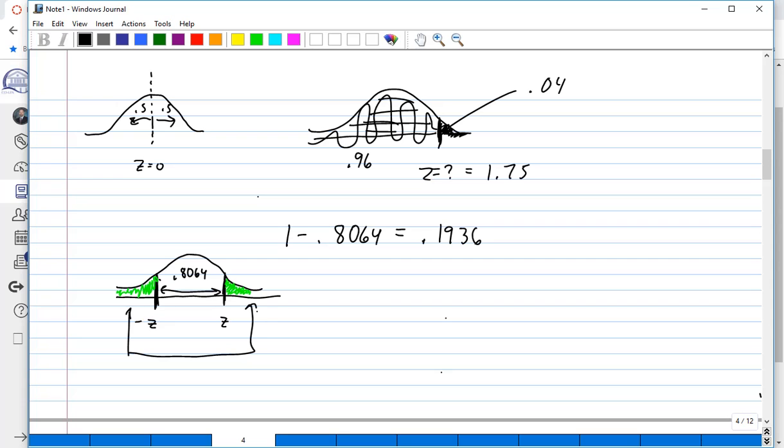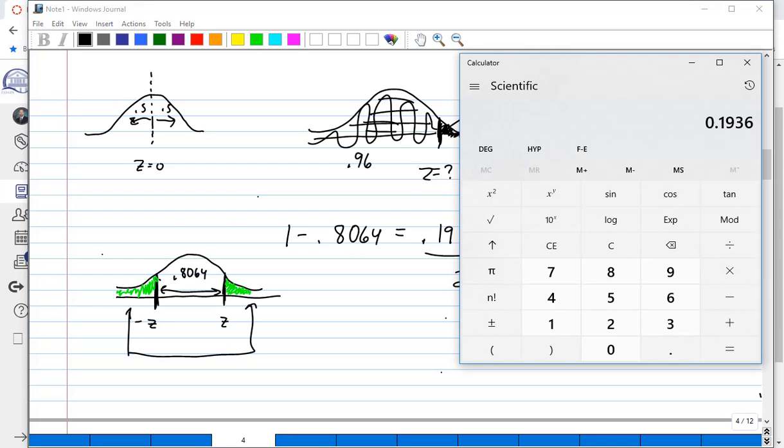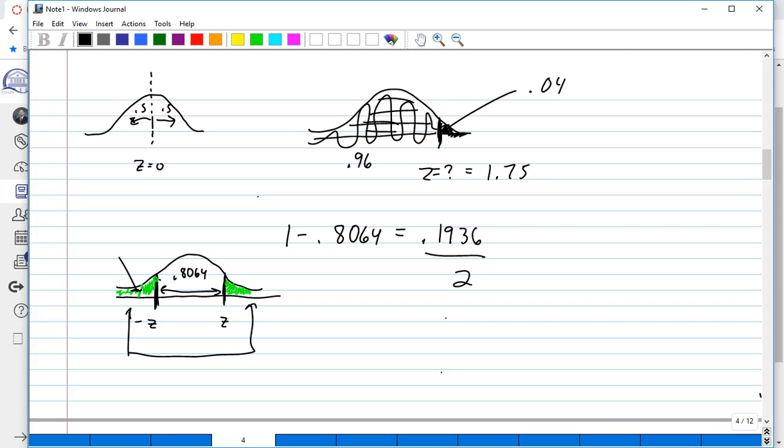All right. So what would the area in one of those be? Well, if we know that they have to add up and they're symmetric, they're the same area here and here, then all we need to do is take that and divide it by 2, and that'll give me the area of each one. So divided by 2. All right, so 0.0968. So here's what I know without a shadow of a doubt. I know that that area is 0.0968, and I know that that area is 0.0968. So you say, well, how can I use that to help me find the z value? Remember, I told you it's going to be the same z here and here, it's just that one of them is going to be negative.